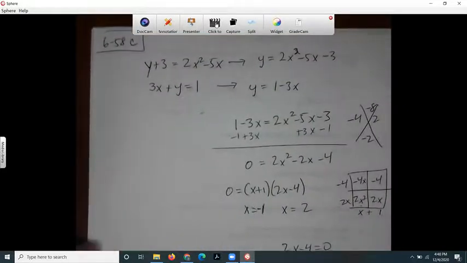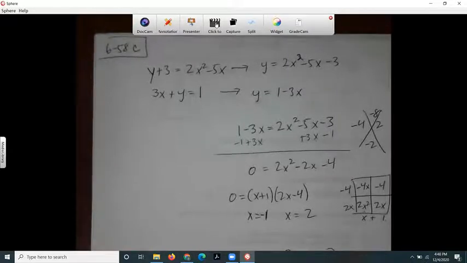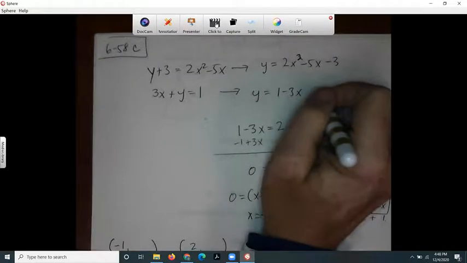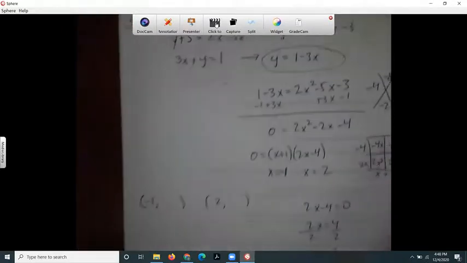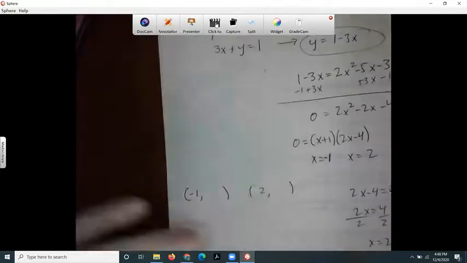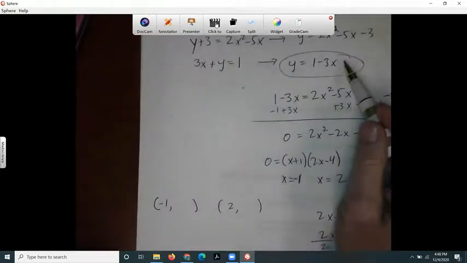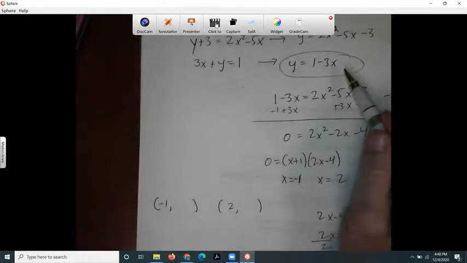I think I'm done, but I'm not, because I have to find the y values. So here's my 2 ordered pairs, and I got to find the y that goes with it. And here's my other one, and I've got to find the y that goes with it. So this equation right here is probably the easiest one to plug things into.